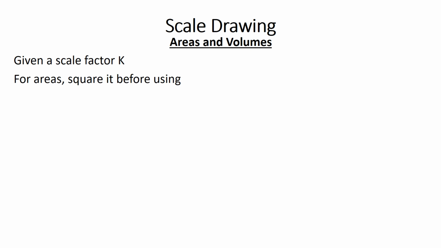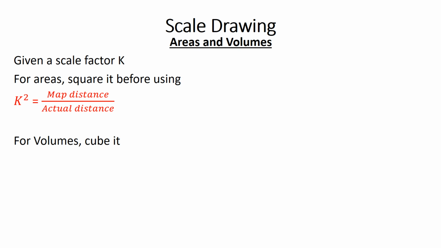It's actually simple. Given a scale factor k, for areas, square it before using. That's the rule. If they have given you a scale factor k and you want to compare two areas, you have to square the scale factor. For volumes, you have to cube the scale factor. The usage is the same, as you're going to see in the examples.